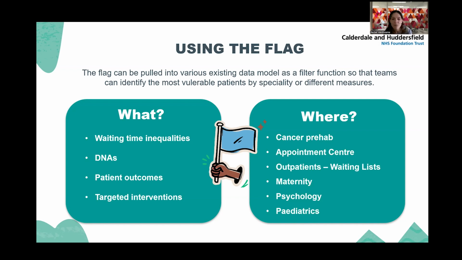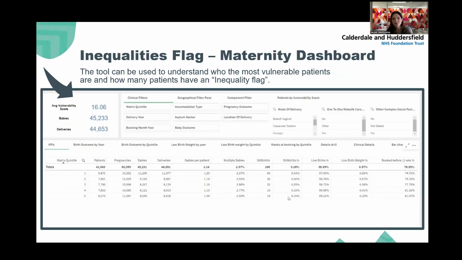Next slide, please. So this is an example of our maternity dashboard and how the flag operates there. So it shows things like stillbirths, miscarriages, low birth weights, poor birth outcomes, and women who accessed care before or after 13 weeks. And this dashboard allows us to look at these measures and identify who in that population of women is vulnerable or may need additional support accessing care.